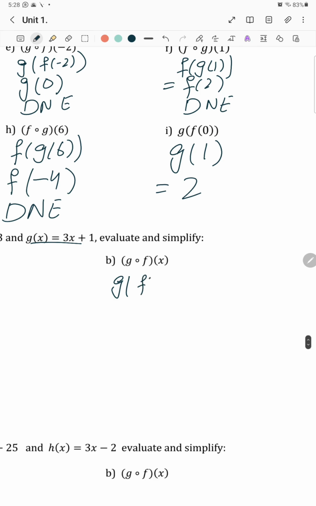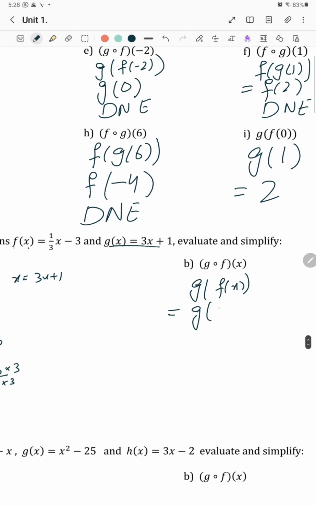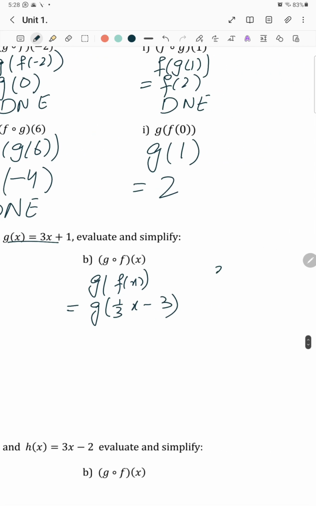g f of x. So g, what is f of x? 1 by 3 x minus 3. So now the new x is equal to 1 by 3 x minus 3. This has become the new x. So now g of x is equal to 3 into x. So what is the value of x? 1 by 3 x minus 3, plus 1.